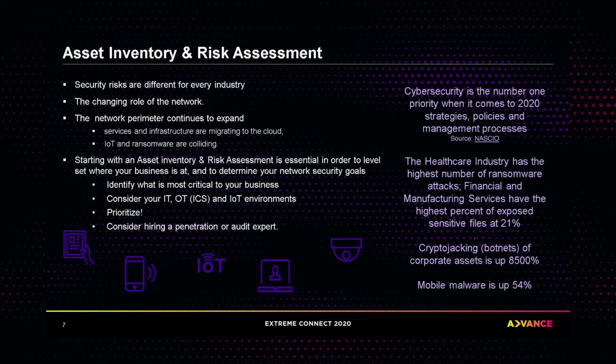Now, once we get to getting an asset inventory, make sure that you consider your IT systems, obviously, but also consider your OT, your industrial control systems. If you're manufacturing, your IoT environments, such as video surveillance, building control, things of that nature. HVAC, prioritize. Now, this is a key thing.